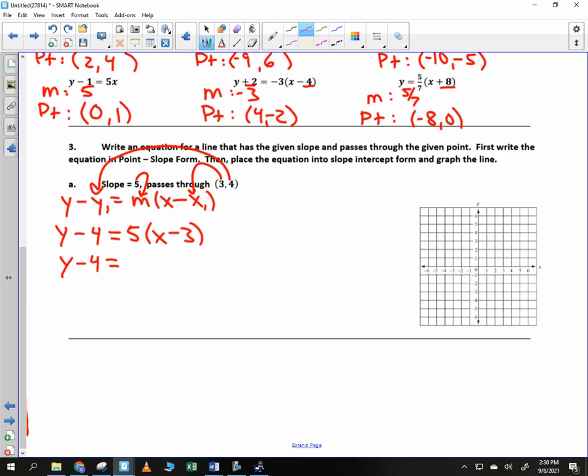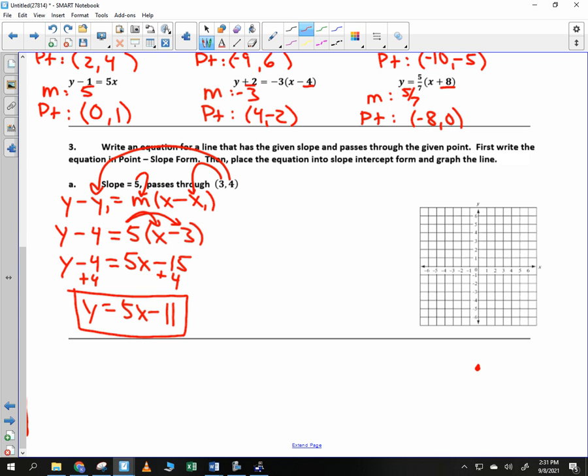So y minus 4 is equal to, what should I do with that 5? Distribute the 5 through, and I get 5x minus 15. Now add the 4 to both sides. y is 5x minus 11. So we just wrote an equation for a line that has those qualities.